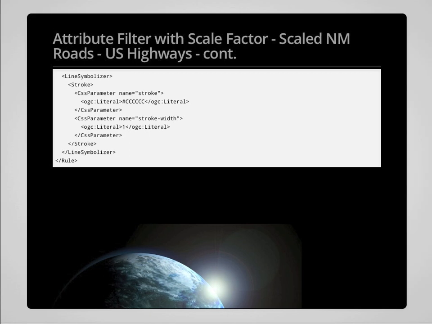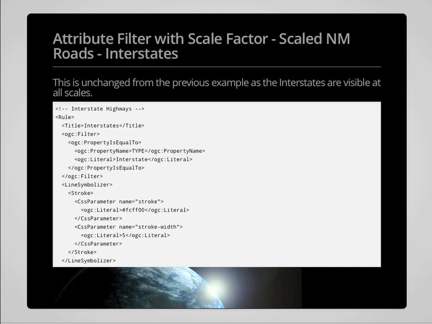And the second line symbolizer as a continuation of that U.S. highways is not modified at all. Finally, the interstates rule has not been modified in any way, as in this case, we want the interstates to be visible at all scales. So this is exactly the same as the original attribute filter that we demonstrated in the previous example.